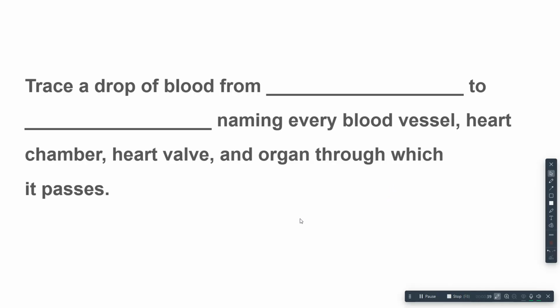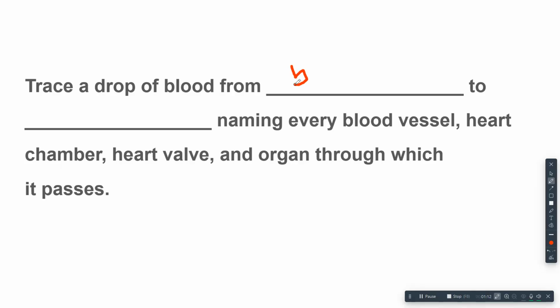So the basic way a question would look is it would say something like, trace a drop of blood from somewhere to somewhere, naming every blood vessel, heart valve, heart chamber, and organ through which it passes, and putting everything in the correct order, of course. I could put anything I want here, within reason, from all the regions and organs that we learned in the previous two labs on blood vessels.